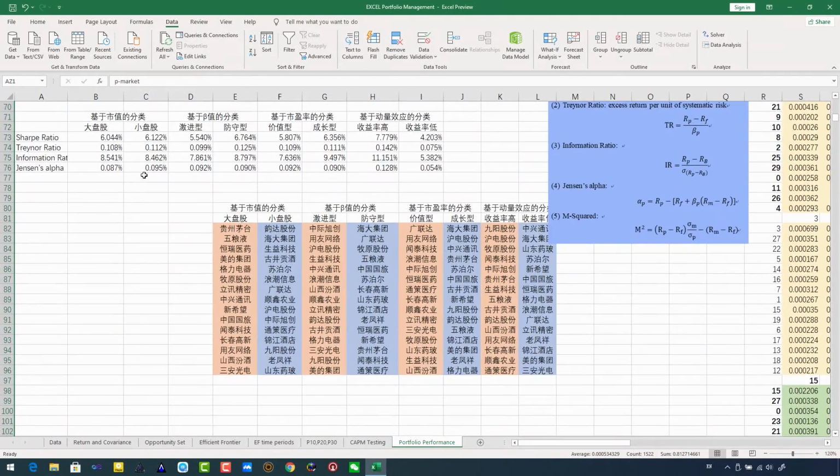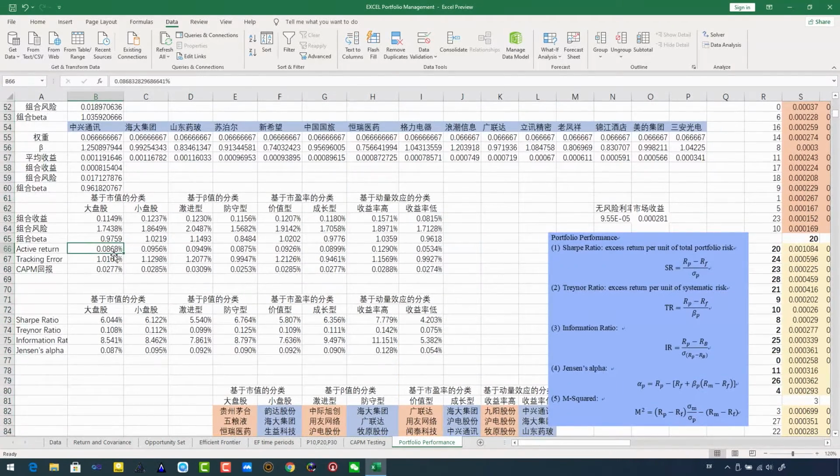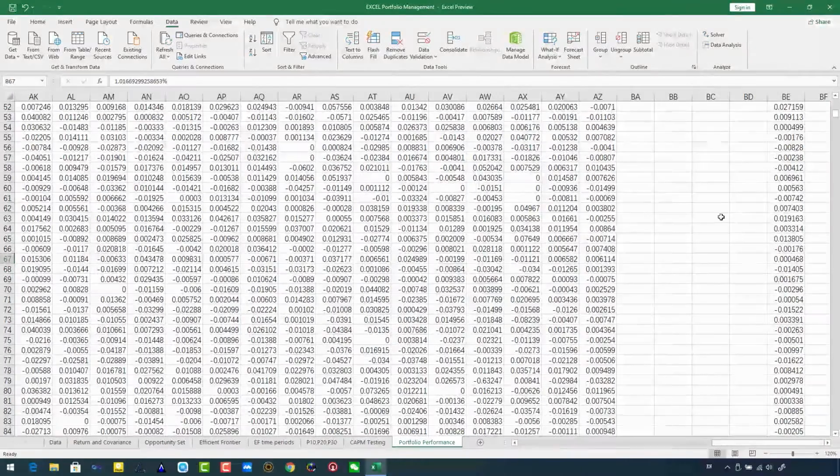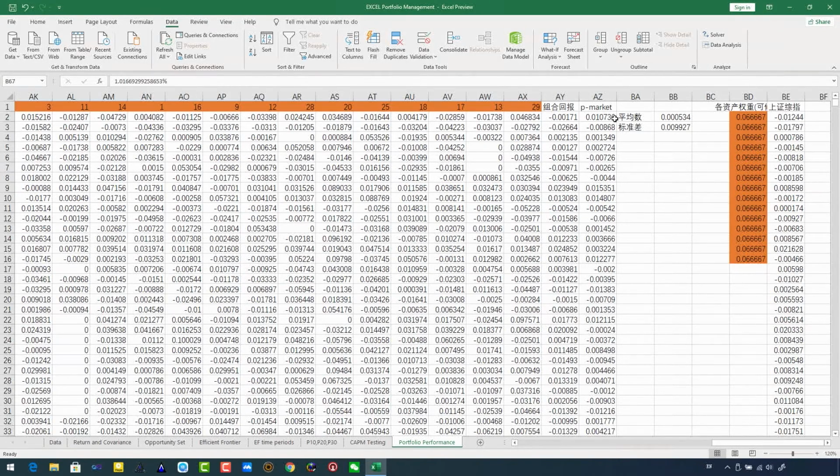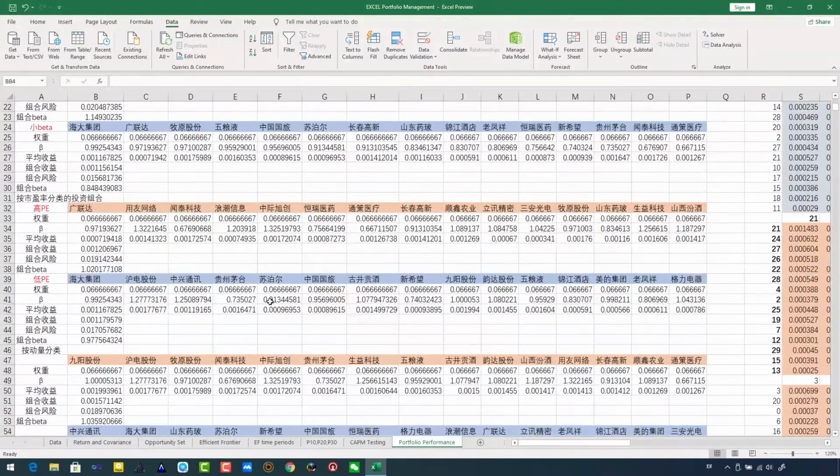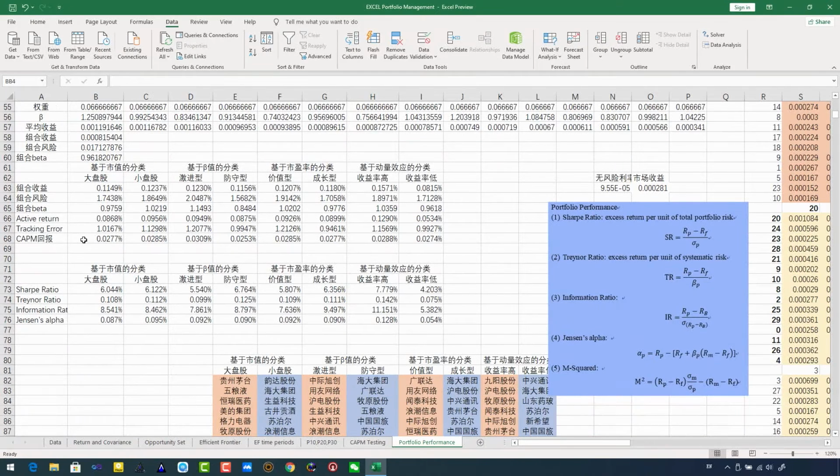So that's the number here for this active return. And for this tracking error, it's the standard deviation of our active return. So just using the last column here, we directly calculate the standard deviation for this column. We can calculate this tracking error. So that's the tracking error.